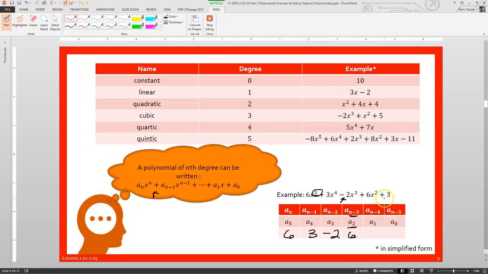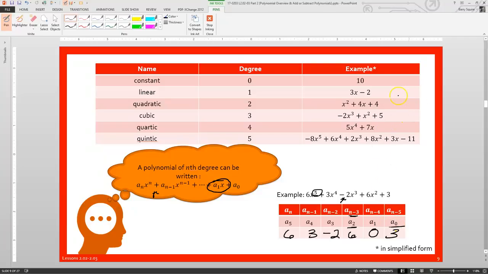Now notice this. A sub 1. Well, A sub 1 should have an x. But our example doesn't have an x. So the coefficient for that one is going to be 0. Because 0 times x equals 0. So it just doesn't get written. So that's where we're often going to make mistakes, is when we're missing an expected term. And then the last one is our constant, which is going to be 3.